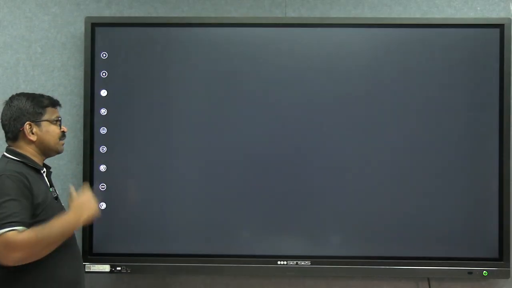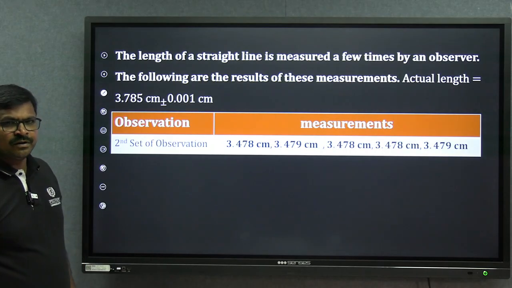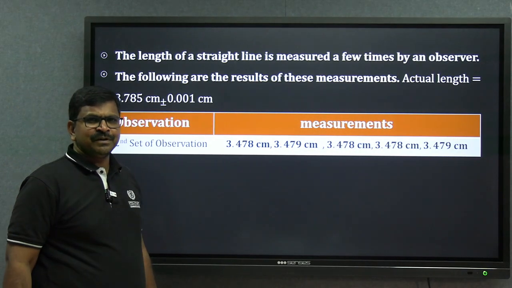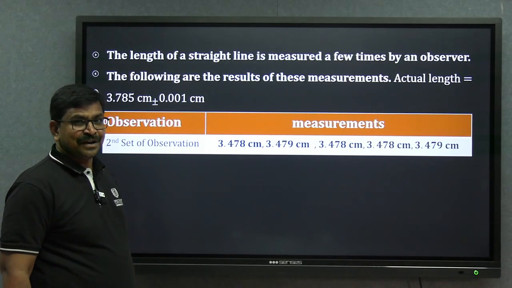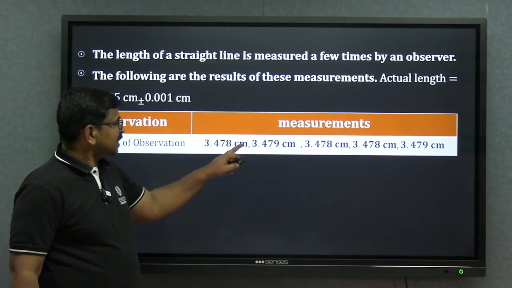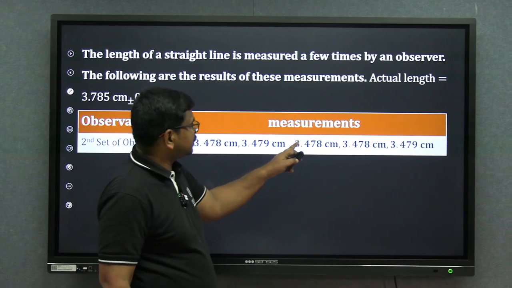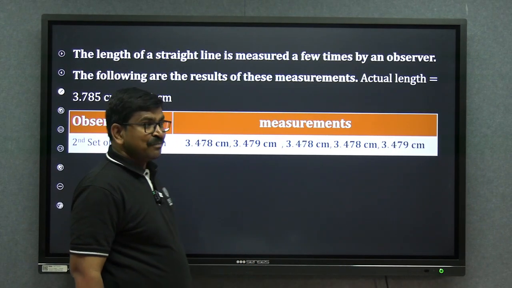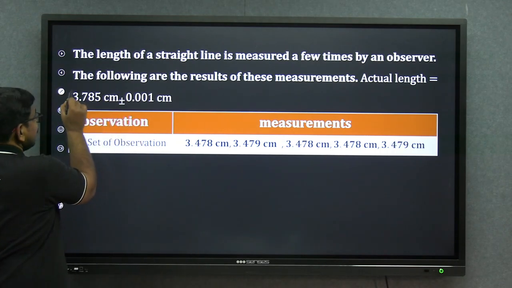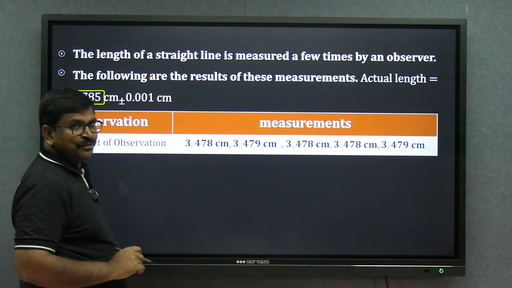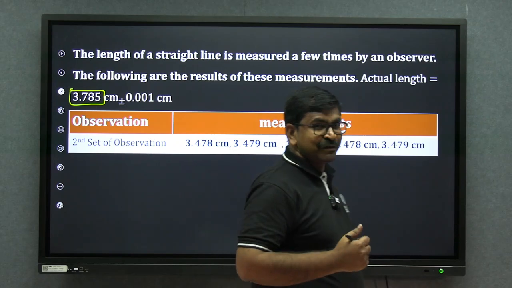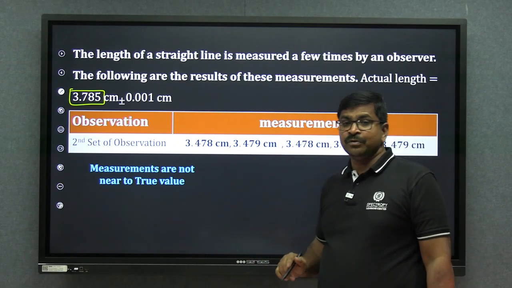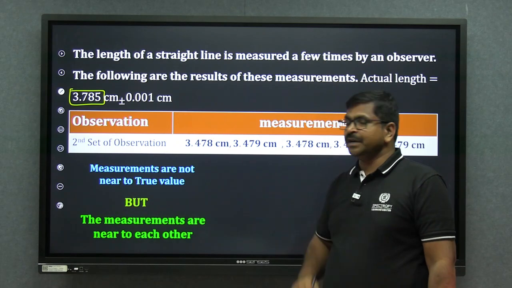Suppose let me take another set of observations made by another observer with a different instrument. Here the least count of this one is finer. Now if you observe, the values are 3.478, 3.479, 3.478, 3.478, 3.479. All measurements are near to each other. But the true value is 3.785. So observe that they are far away from the true value. So here the measurements are not near to the true value, but they are near to each other.